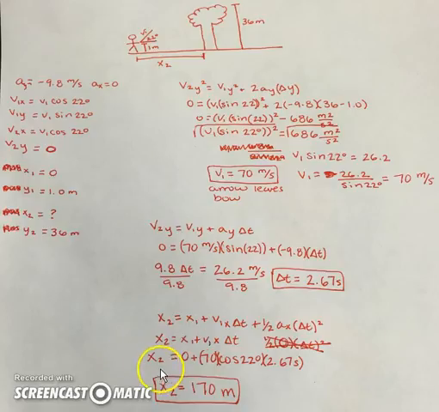And so from there we can get the final x position is equal to 0, the initial x position, which we knew here, plus 70, the initial velocity, times the cosine of 22 degrees, and then our change in time, 2.67 seconds, and that gives us 170 meters, so that is the length from our shooter to our tree.